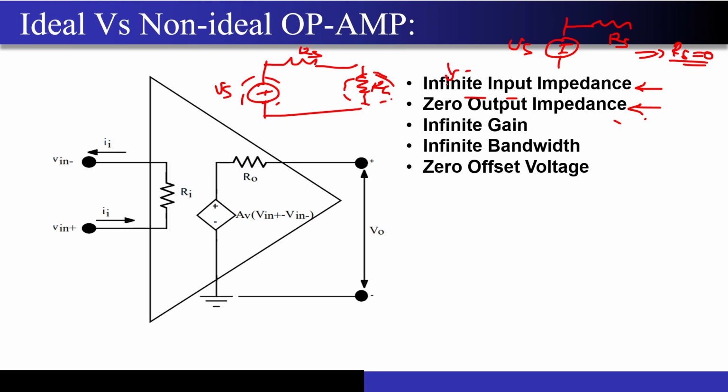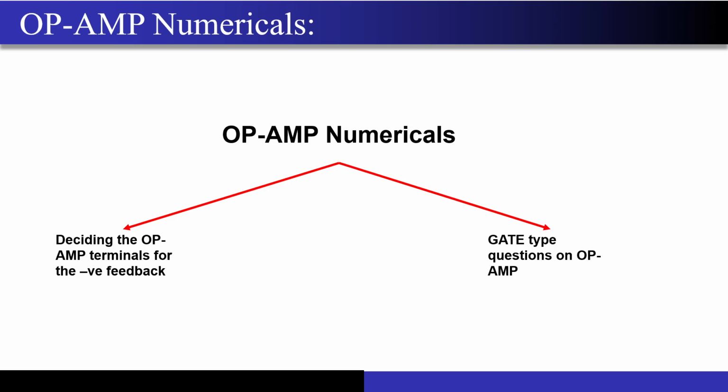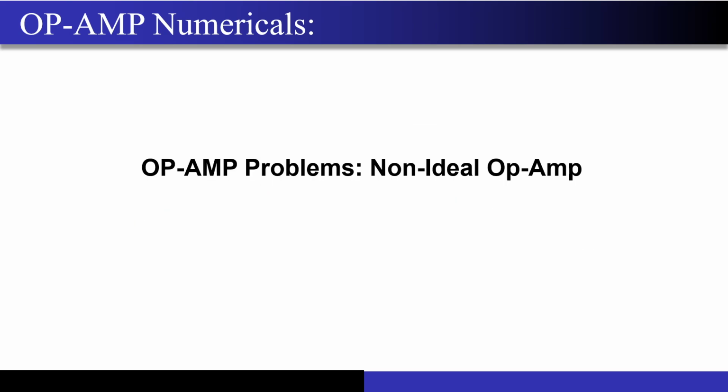So that is why infinite input impedance is the ideal property of the op-amp. Now we ideally want infinite gain and infinite bandwidth, but we don't get that in the practical world. As well as the offset currents, the offset voltage should be 0 between the two terminals of the input, right? So I hope that part is very clear. Now let's try and solve a few numericals based on the op-amp.